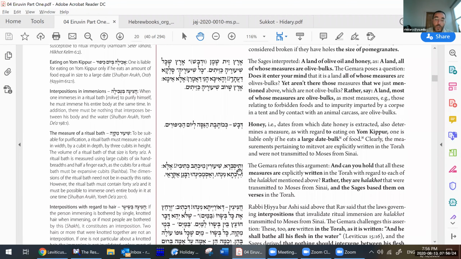Okay. So now this is the end of the question, right? All that was part of a question, because we saw all the way back that Rav said all measurements are from tradition; they're not in the Torah. And now I just showed you a whole list of things that are in the Torah. Okay, so that's the question.